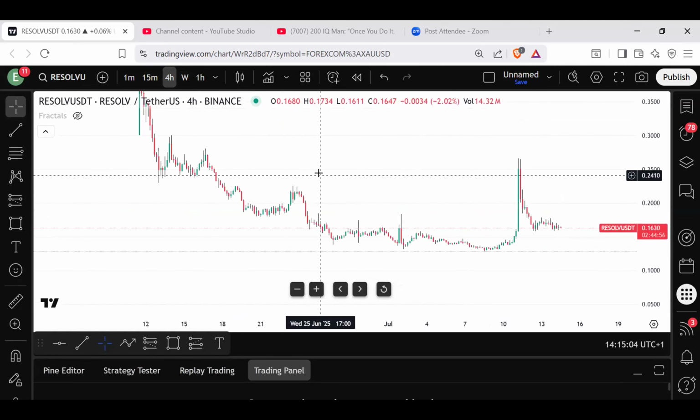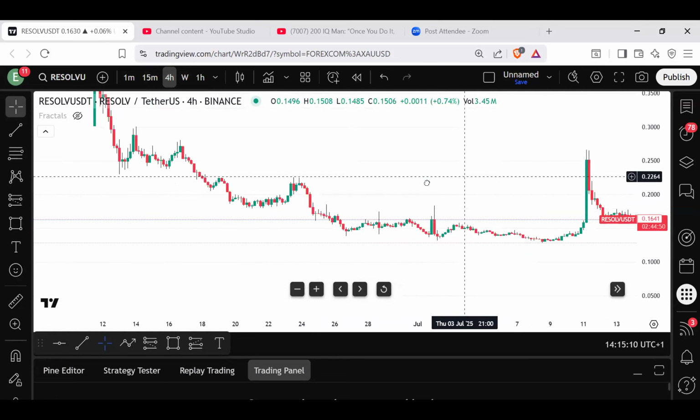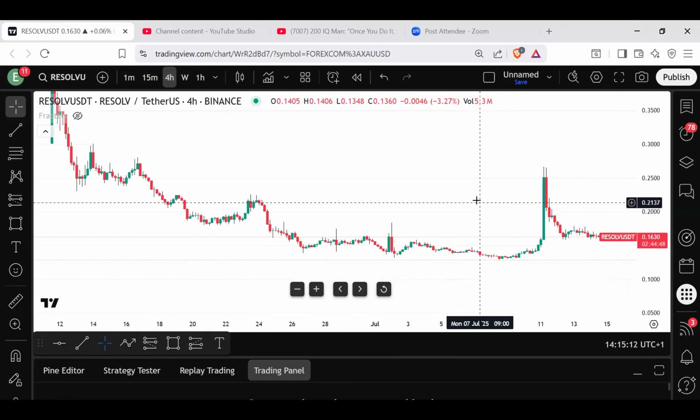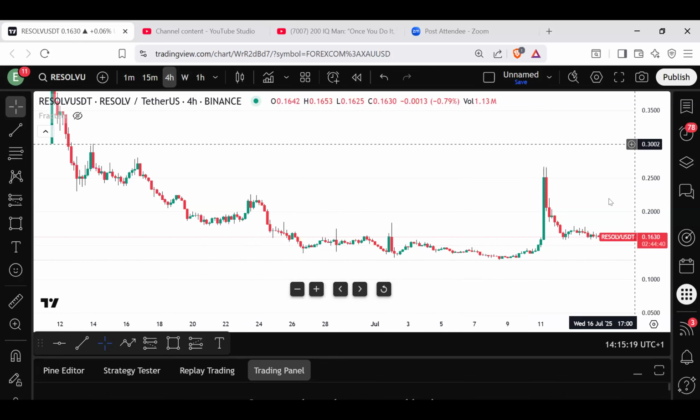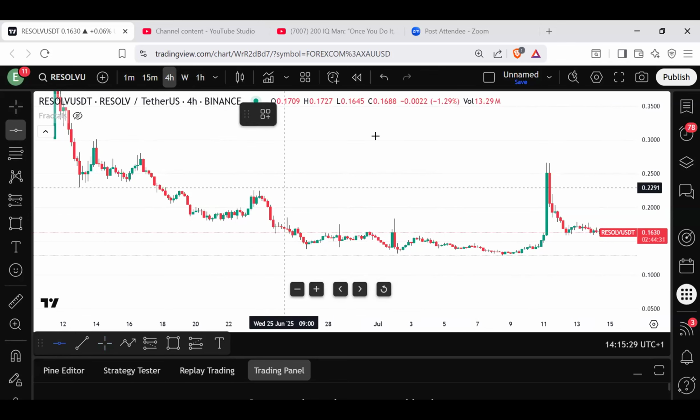So this is what I can do. We can do 4 hour, 15 minutes, and 1 minute. The 4 hour will now serve as the weekly. What we do on the weekly is key levels. So let's go on to the market now.